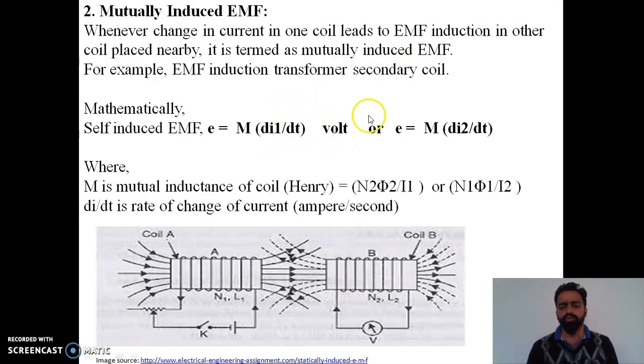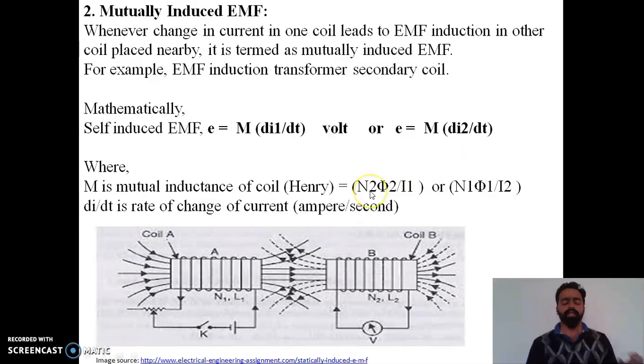But if your source of voltage is given to coil 2 and it is leading to EMF induction in coil 1, then the second equation, E is equal to M di2 by dt, holds true, where M is called the mutual inductance of the coil and it is measured in Henry. So M will also have two equations depending on to which coil you are providing supply. If you are providing supply to coil 1, then M is N2 phi 2 upon I1. If source of supply is given to coil 2, then M is N1 phi 1 upon I2.